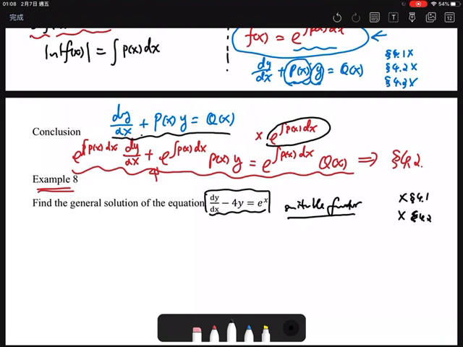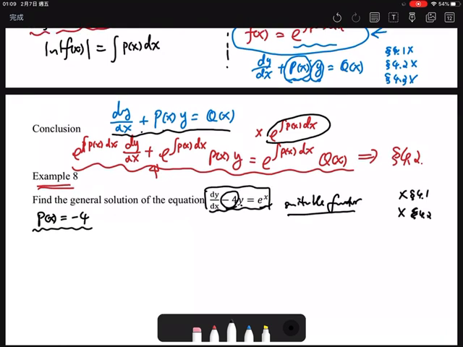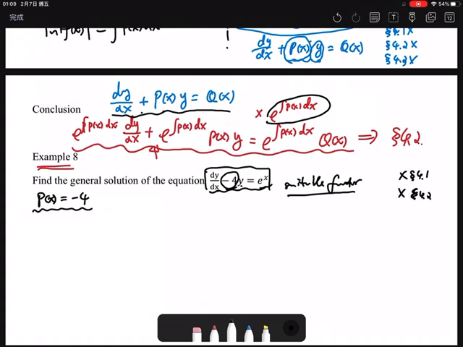So it is dy by dx, and then plus, okay? So plus here is y, so it means that P(x) is negative 4. So firstly, we should find P(x), which is negative 4, and Q(x) is e to the power of x, but actually we may not use Q(x) here. We should use P(x), so you have to identify P(x). So P(x) is negative 4.